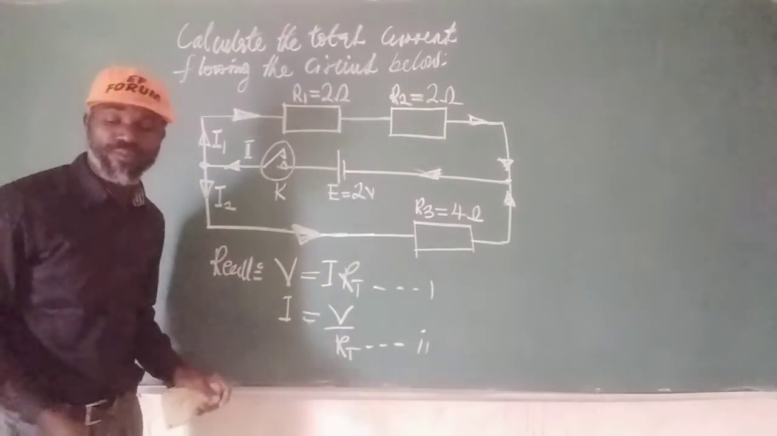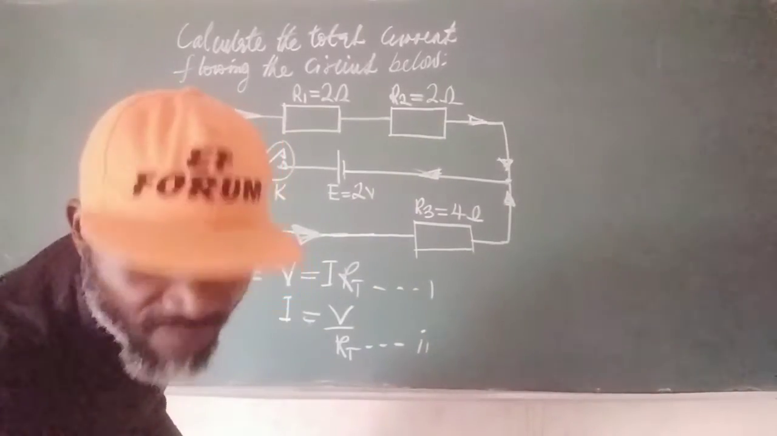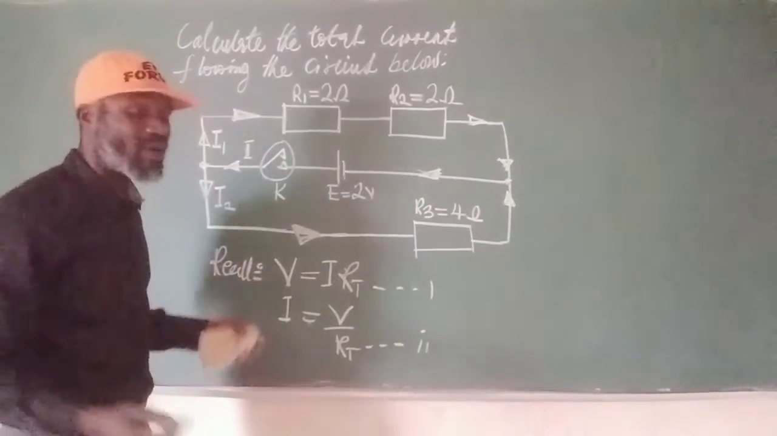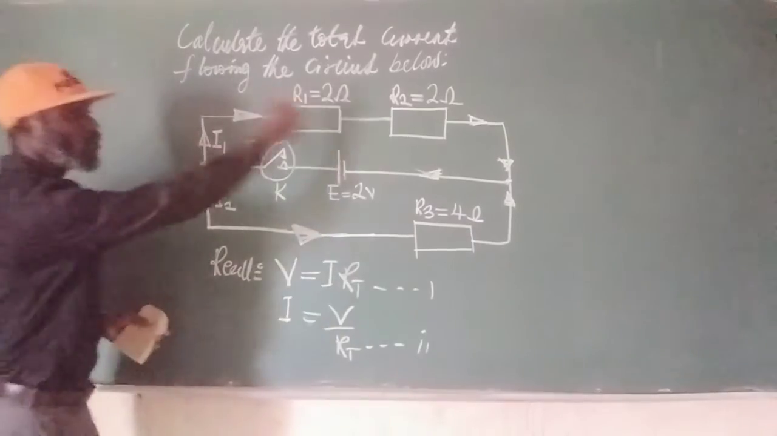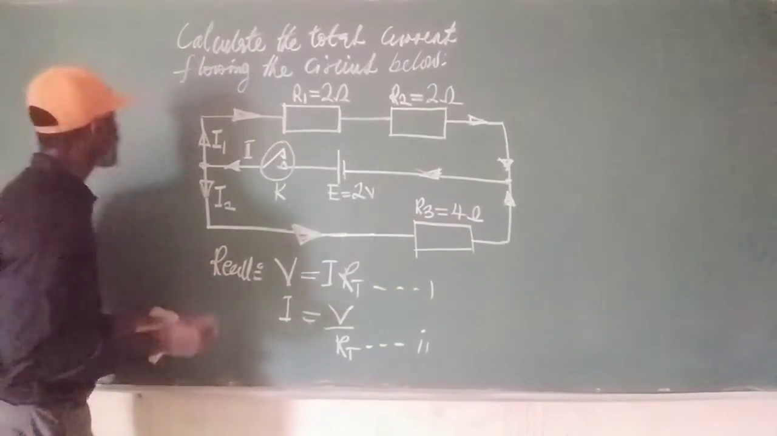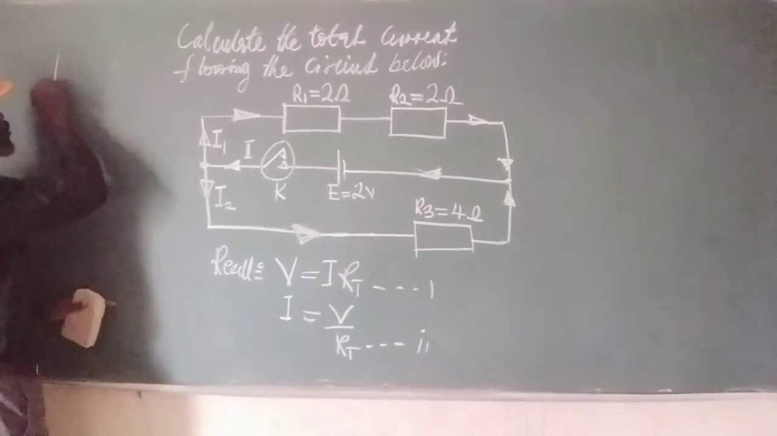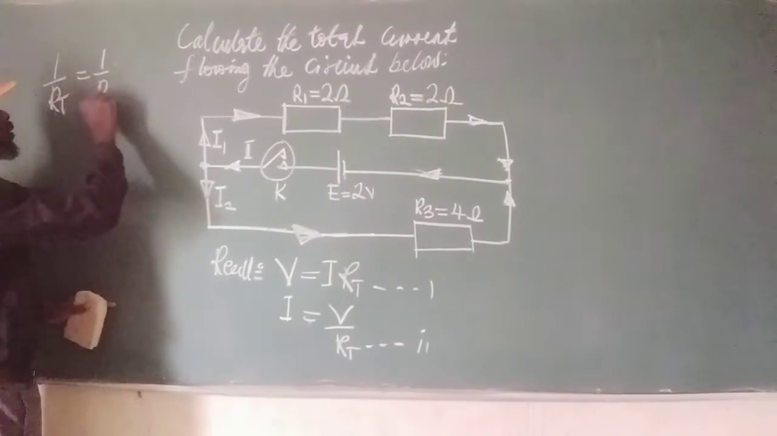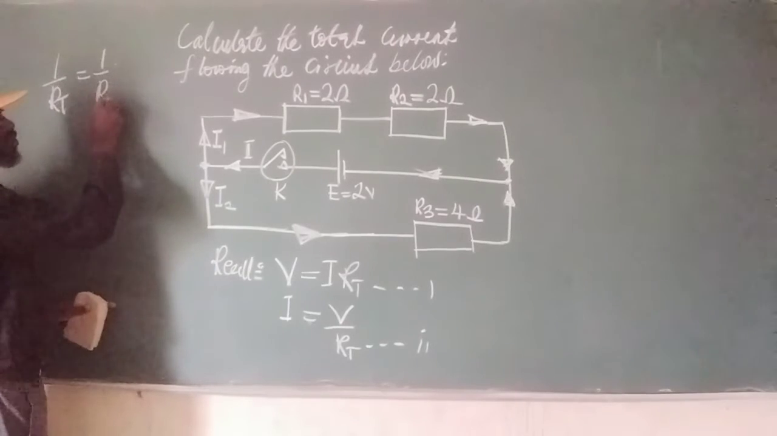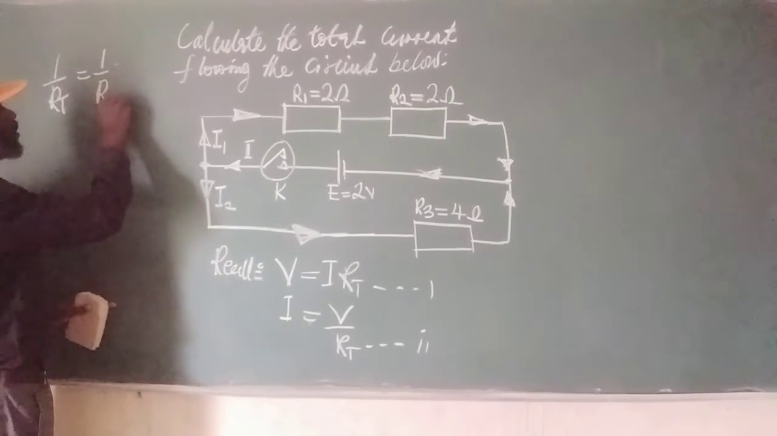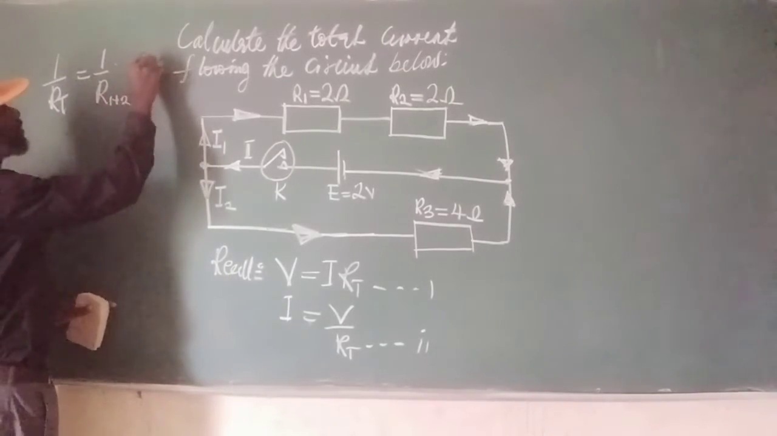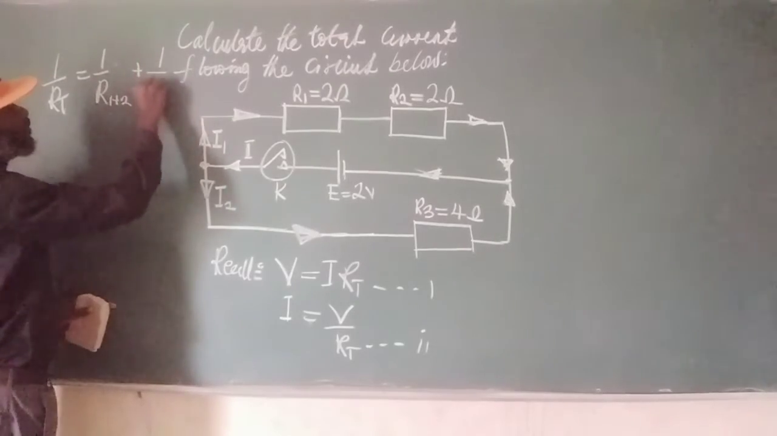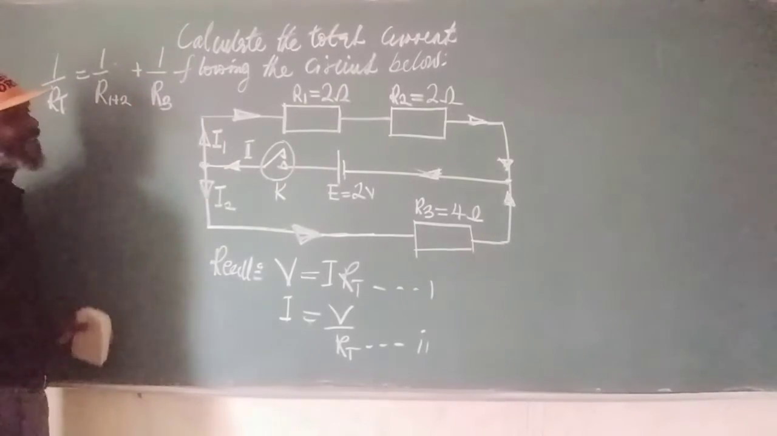So what do we do? I have given this as an assignment or as a teaser. Find out what the arrangement is all about. I'm going to solve. So the arrangement, I guess, is 1 all over RT, which is 1 all over R1, a combination of R1 and R2, plus 1 all over R3.